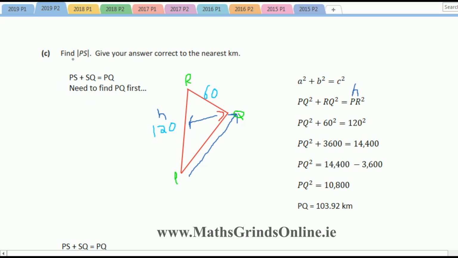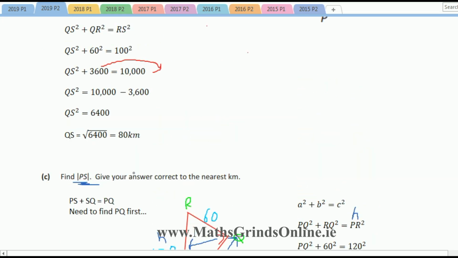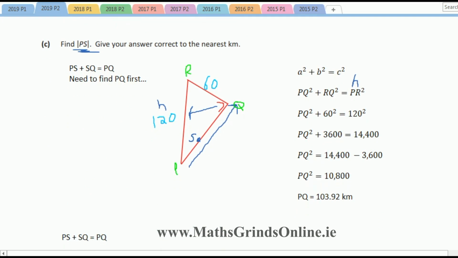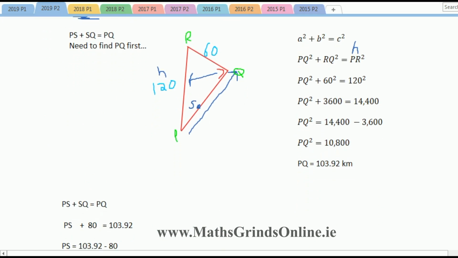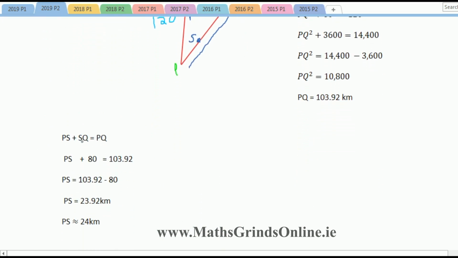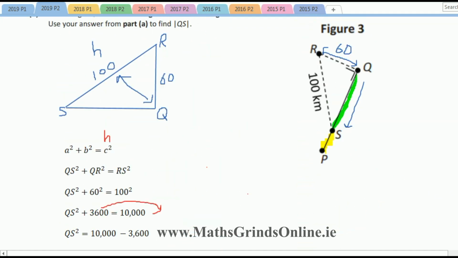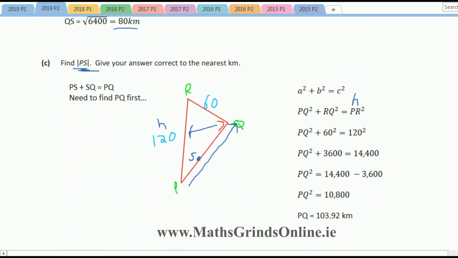Now this question is asking us for PS, which is a point approximately somewhere in there is S. Now we already know QS, we've worked that out in the previous part of the question. QS there was 80 kilometers. So obviously using that, we'll be able to work out PS. So I've said there PS plus SQ is equal to PQ, and that comes from what I said earlier there, the yellow part plus the green part is equal to PQ. PQ there that I have just worked out.